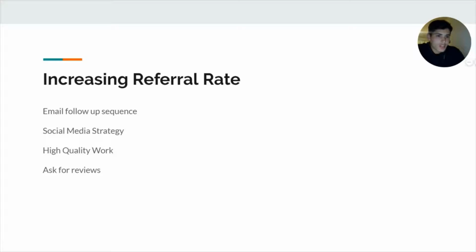High quality work. Just do great work. Obviously, if you do great work, people are going to recommend you. If you do shitty work, people aren't going to recommend you. Just do great work. And then ask for reviews. Just ask past customers for reviews. And those reviews on Google, like I was talking about with the cost per click, those help out a lot. It's social proof. It's social proof.